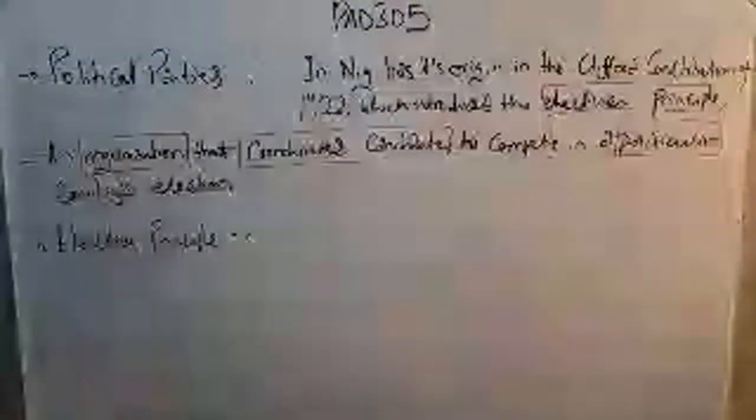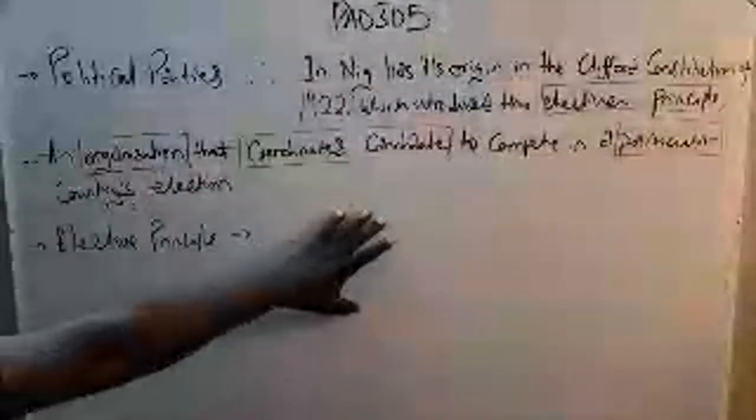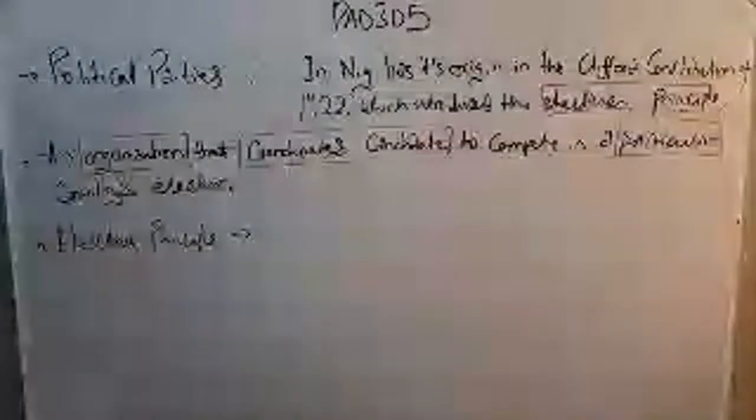Elective principle served as the means through which political parties came to life. Meaning that without political parties, Nigerians would not get the chance to hold administrative and governmental positions. So Nigerians were given the opportunity to elect their own leaders to take over governmental administrative positions. So the elective principle and political parties are intertwined.